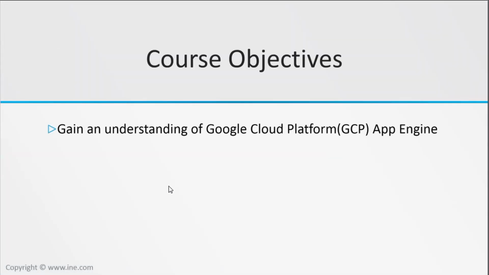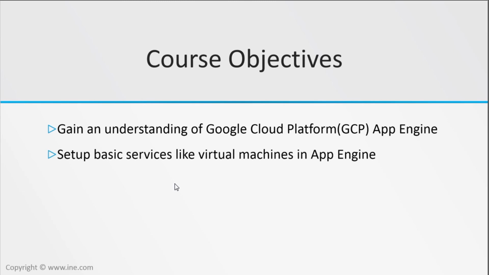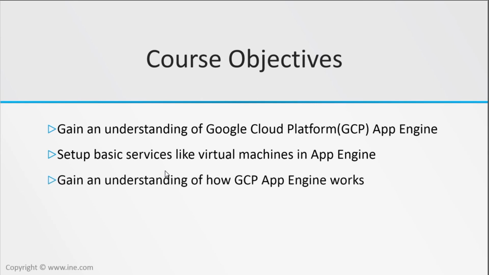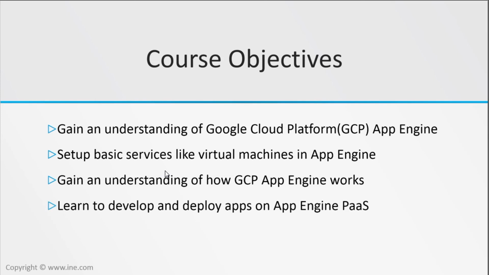Let's go ahead and discuss the objectives. Objectives of the course is that you will gain an understanding of the GCP App Engine service, that you'll be able to set up basic services like VMs and App Engine. You'll have an understanding of how GCP App Engine works, how you get started, how everything works together, how billing works, how pricing works, how SDK kits work, how VMs and storage work. That's sort of the goal. And hopefully you'll learn how to develop and deploy apps on App Engine and essentially become successful in deploying whatever service that you're looking at deploying.